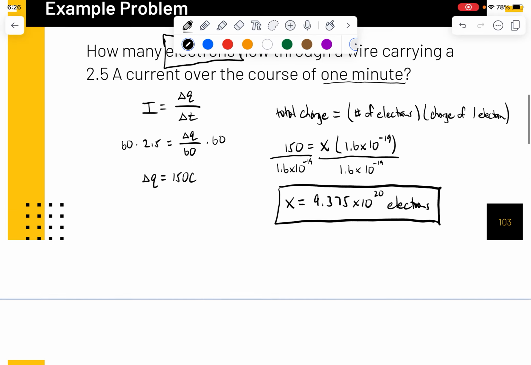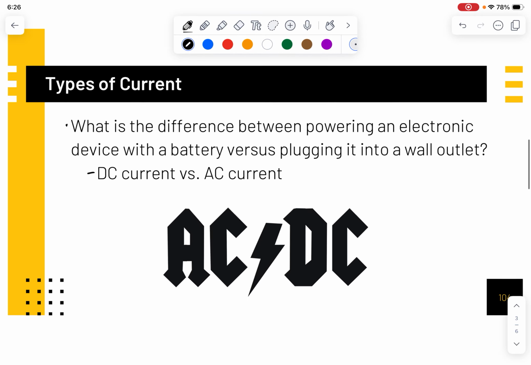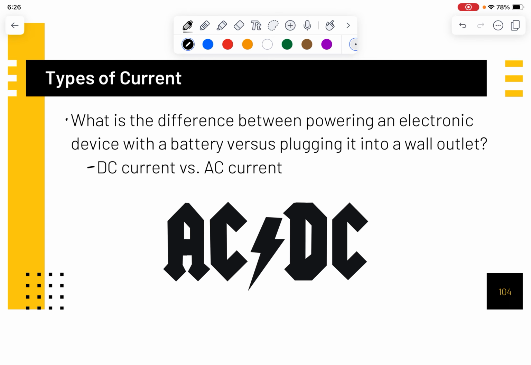Now, when we actually make use of this electric current, there are going to be two different types. We have what we call DC current, and we have AC current. If you're familiar with the rock band AC/DC, this is actually where they get their name and logo from. But basically, we have different currents that we use depending upon the application. So, for instance, if we want to charge something with a battery, that's different than how current comes out of our wall outlet.